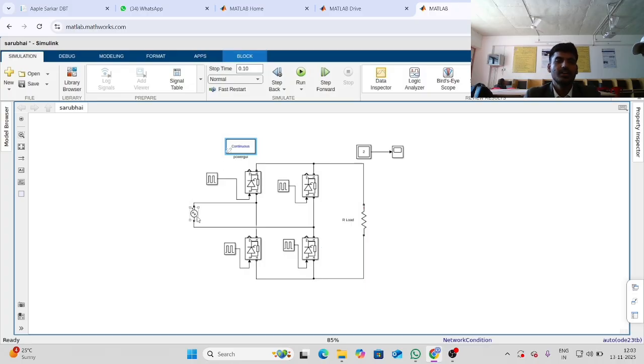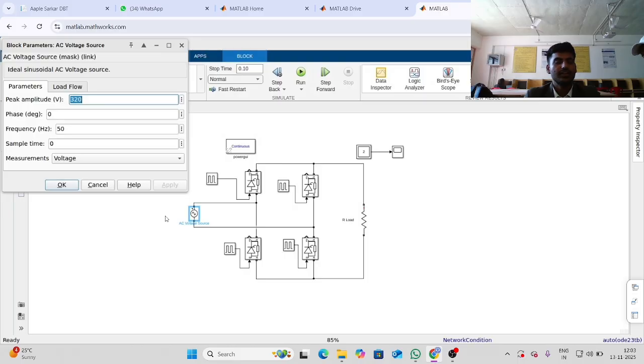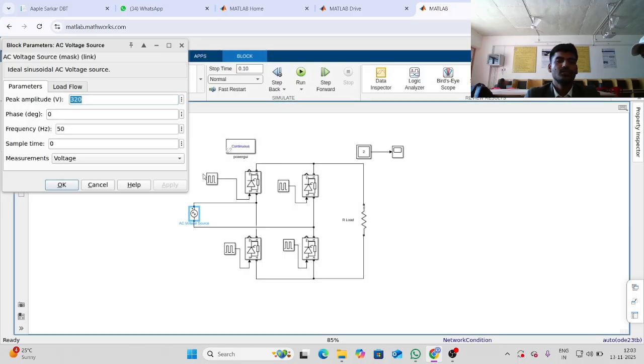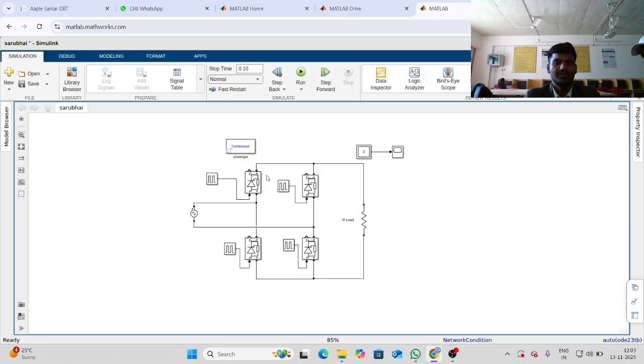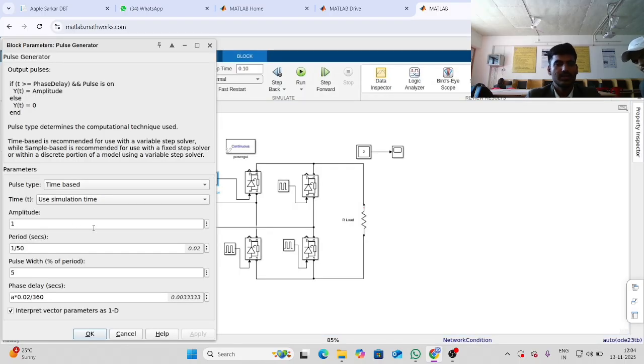This is my simulation. First we take the AC voltage source to supply the circuit. Next we take the four thyristors and four gate pulse generators. In the pulse generator we set the values: amplitude is 1, period is 1 upon 50, and pulse phase delay is alpha into 0.02 divided by 360.